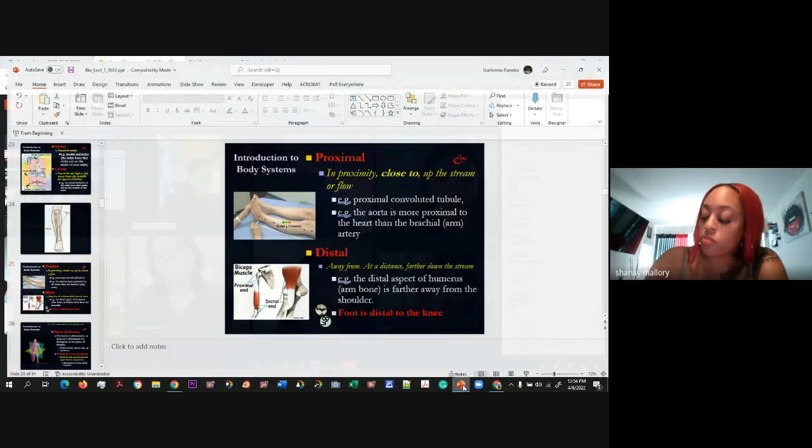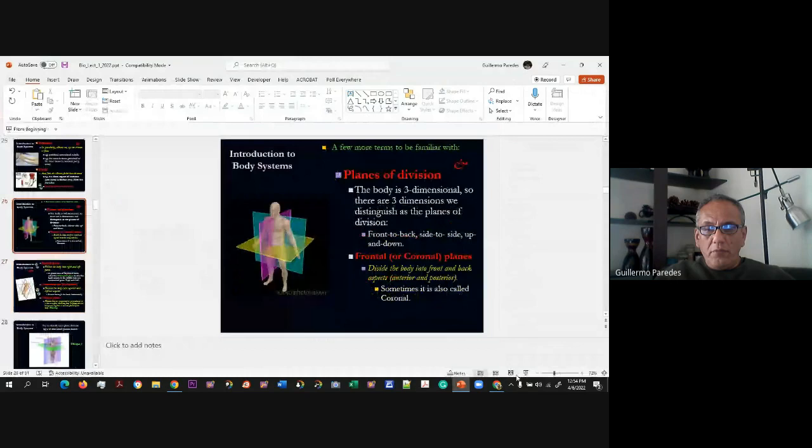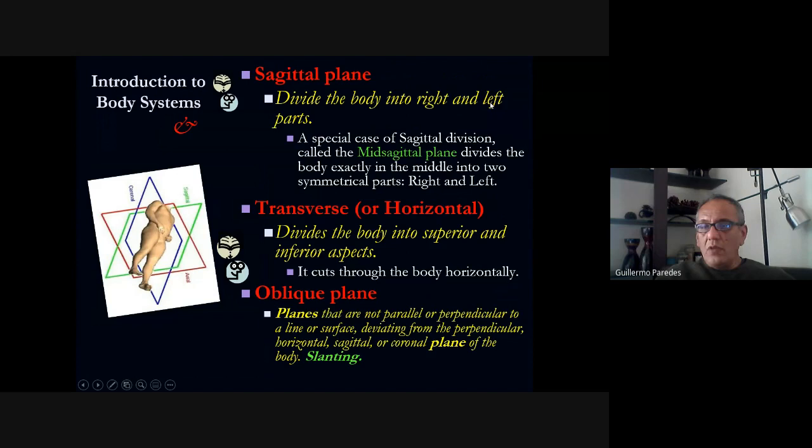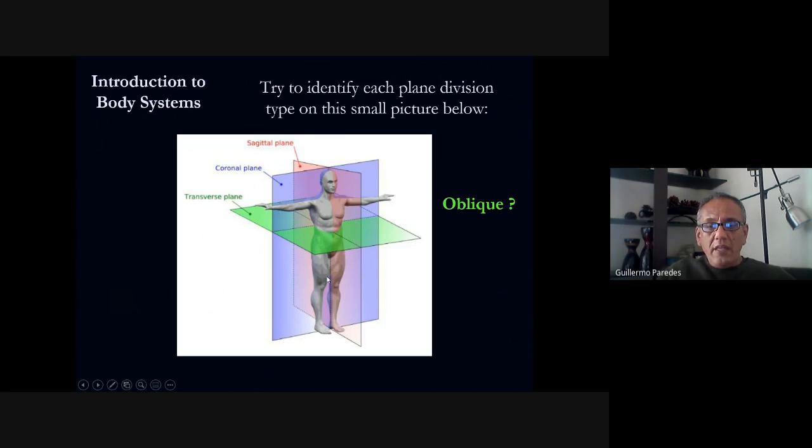Okay, planes of division. This is something that we already mentioned. We have frontal or coronal planes, so you already know you cut the person between anterior and posterior. The sagittal plane divides into right and left. We have the mid-sagittal plane, and the other one, the parasagittal. All of them divide the body into right and left. Transverse or horizontal planes divide into superior and inferior. Oblique planes are slanting cuts at any angle, just to mention.